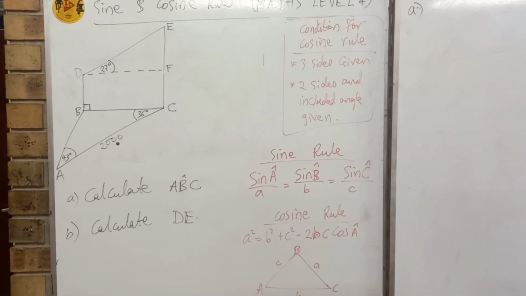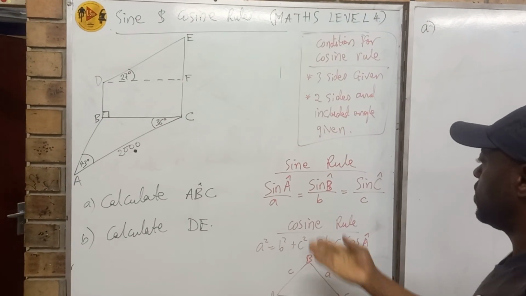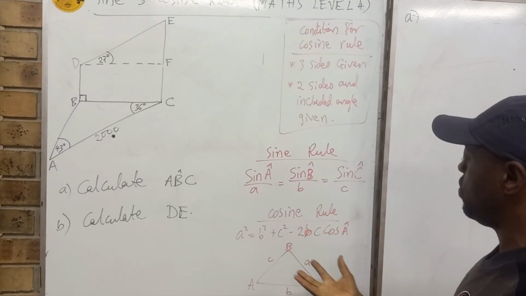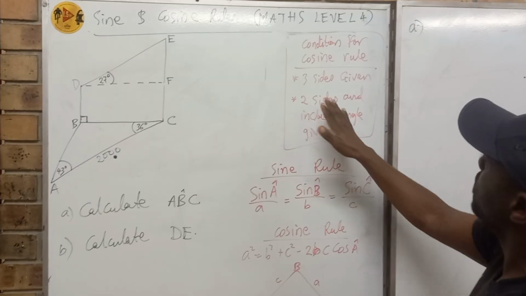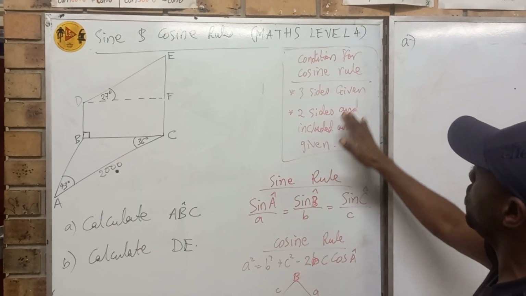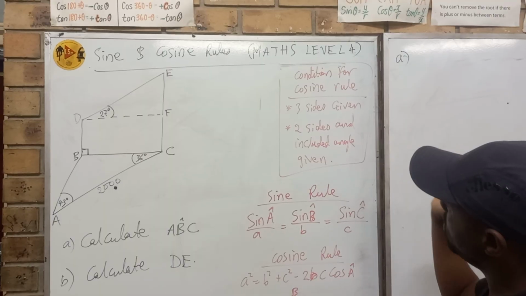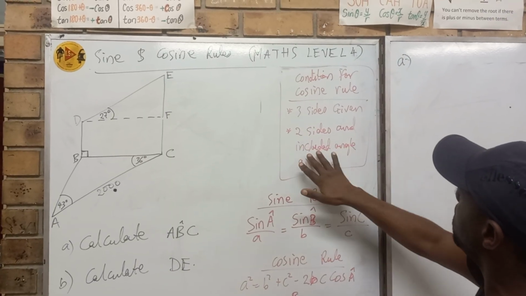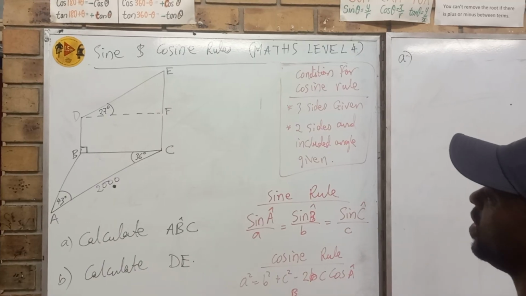Hello guys, we are looking at another problem on the sine and cosine rules. So those are the sine and cosine rules picked from your triangle. The main thing is to know your conditions. All three sides is the cosine rule; two sides and an included angle is the cosine rule. If these two conditions are not valid, go straight to the sine rule.